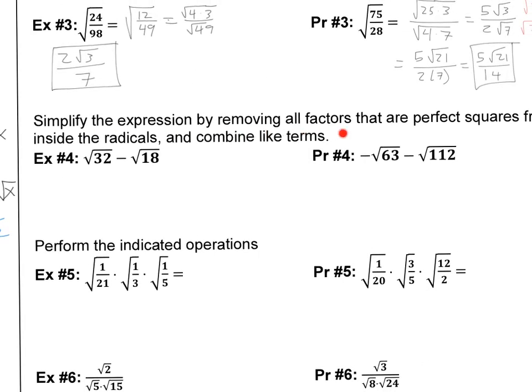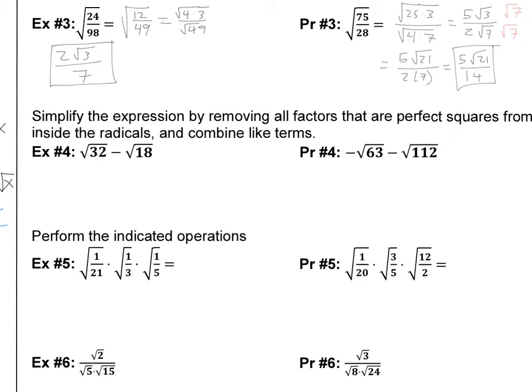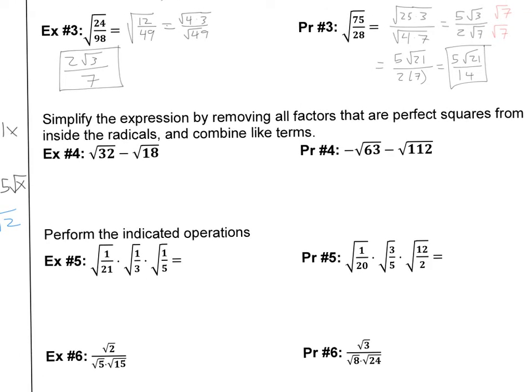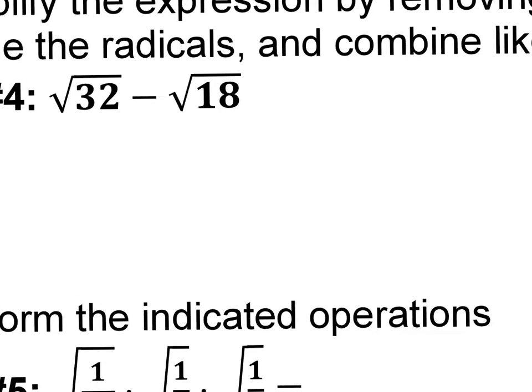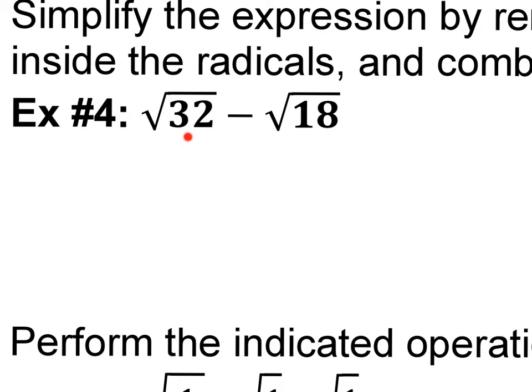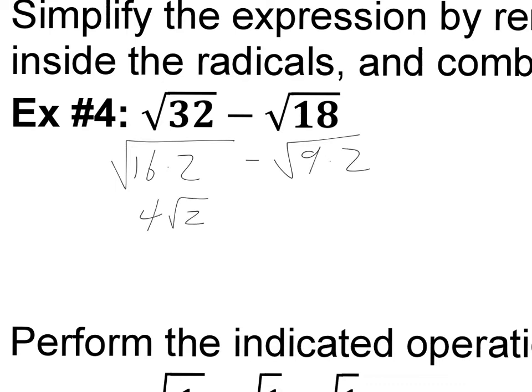So it says simplify the expressions by removing all factors that are perfect squares from inside the radicals, and then combine like terms, just like I can combine like terms here. So let's think about this. Any perfect squares in 32? Well, yeah, there's 16. 16 goes into 32, so this is really like 16 times 2. And any perfect squares in 18? Yep, 9. So I can write this as 4 square root 2 minus 3 square root 2. And 4 minus 3 is just 1 square root 2. So that's all you really need to write there.